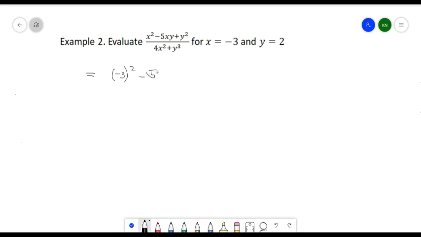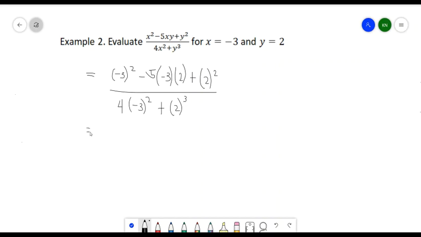minus 5, and then the x, which is -3, times y, which is equal to 2, plus y squared, which is 2 raised to 2, all over our denominator, which is 4 times x squared, that is -3 squared, plus y cubed. Y is equal to 2, so we have 2 cubed.